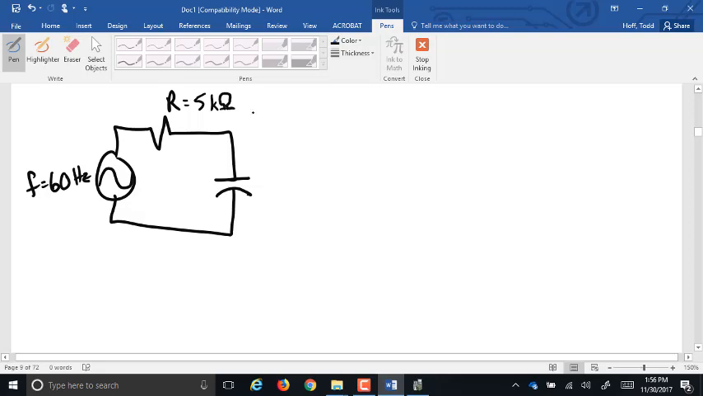So let's say we've got a capacitive circuit here with a 5 kilo ohm resistor. And let's say we have a capacitor here that is, well, let's go 12 microfarads. A millifarad is actually a huge capacitor, usually.